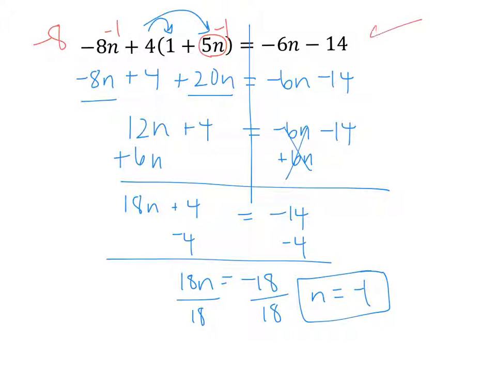So now let's look at the right-hand side. I'm going to plug -1 in here. So -6 times -1 is 6 minus 14 equals -8. So -8 equals -8. We are right. So a good thing always to check our answer.